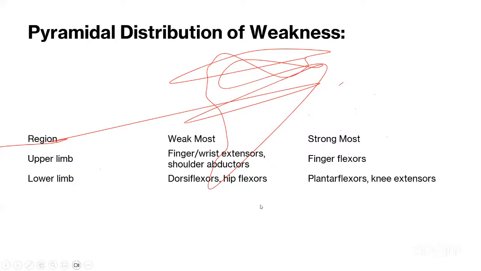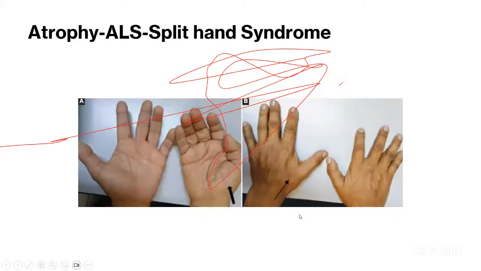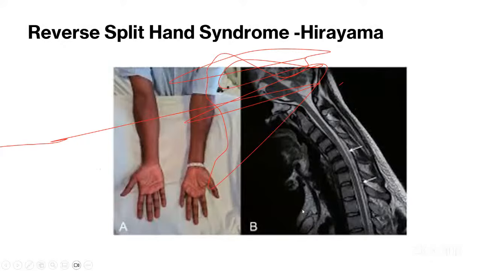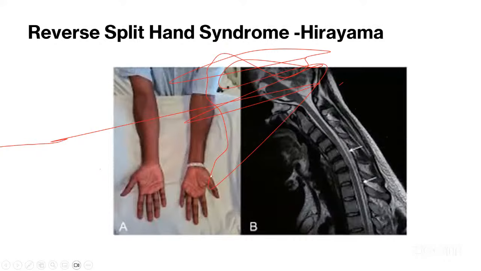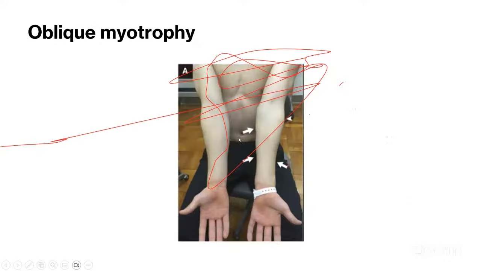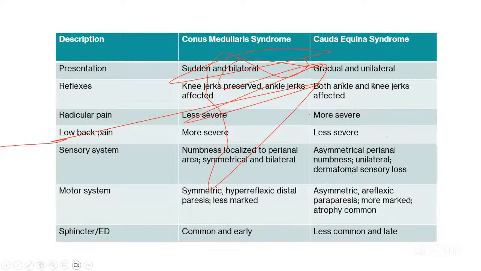So this we already told. From here it is kind of discussion type. Like, in a spinal cord lesion, we can see oblique atrophy. Oblique myotrophy is seen in Hirayama disease, where there is a cervical spinal cord problem. So we also have to differentiate in the spinal cord lesion.